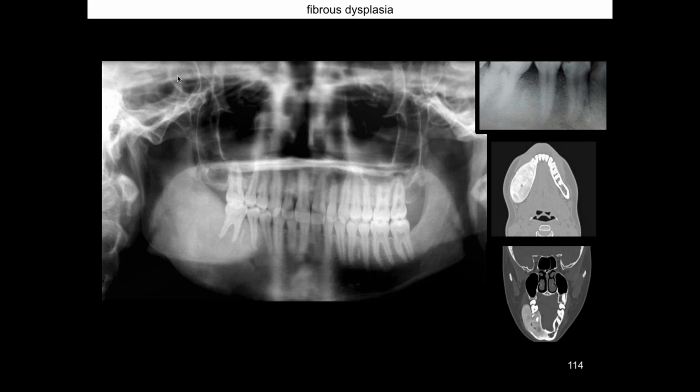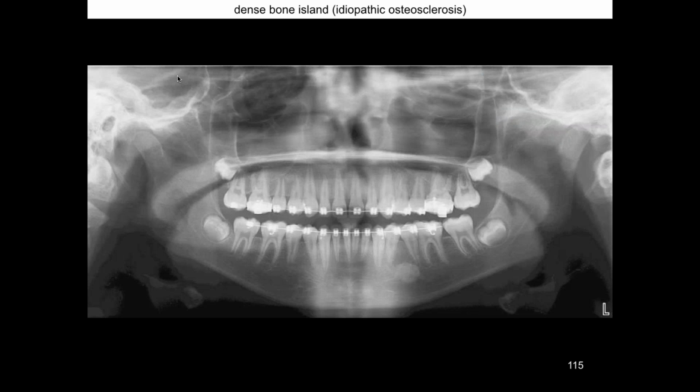And those are the folks that have endocrine disorders. So if you get a ground glass fibrous dysplasia case, you've got to investigate it for endocrine disorders. The other end of the spectrum are the very discrete things like dense bone islands. So again, between tooth numbers 20 and 21.